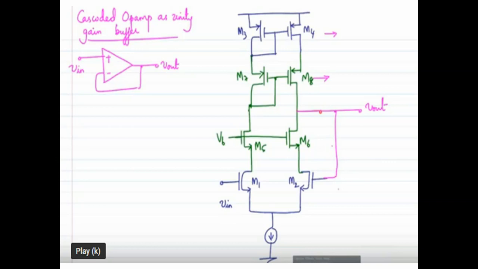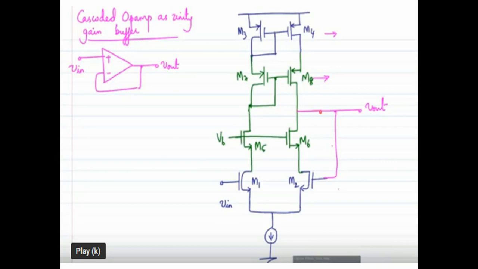So here we consider a single-ended telescopic op-amp and it is converted into a unity gain buffer. In order to get a unity gain buffer, we short the output pin with the input pin, that is, the gate of M2 and the output terminal. So this circuit is a unity gain buffer. Next we check whether this circuit works correctly as a unity gain buffer.